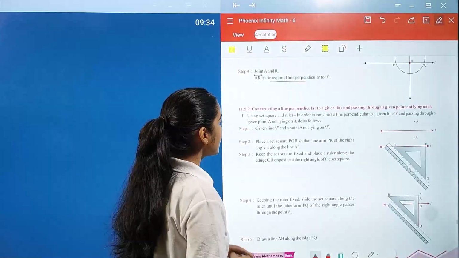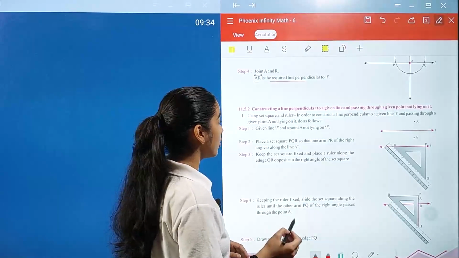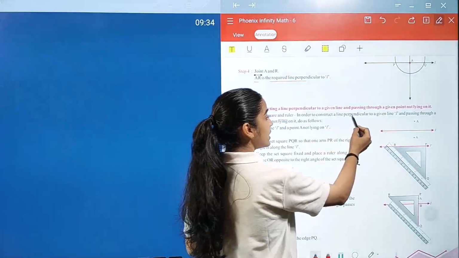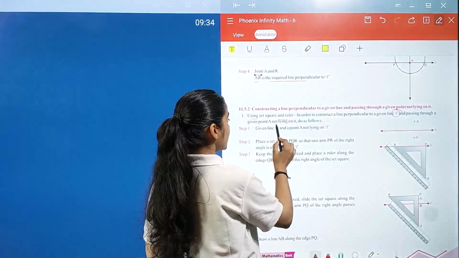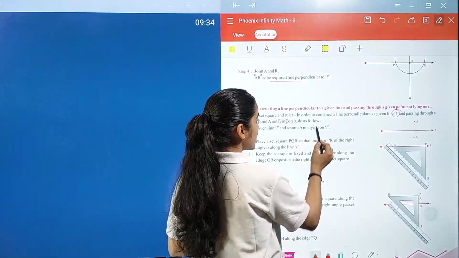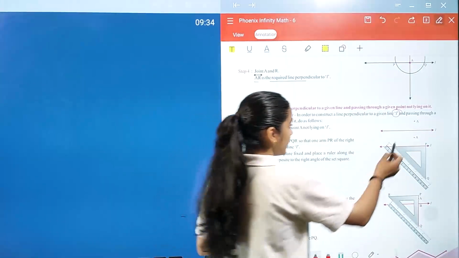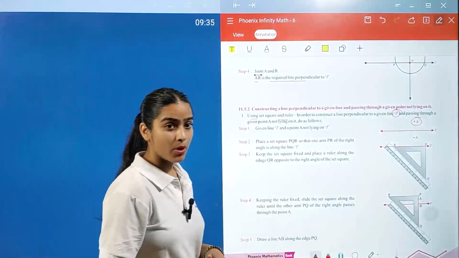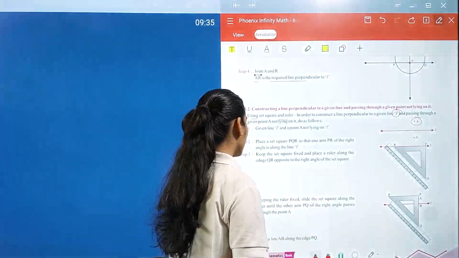Next, we have constructing a line perpendicular to a given line and passing through a given point, not lying on it. So using a set square and ruler, in order to construct a line perpendicular to given line L and passing through the given point A, not lying on it, do as follows. Till now, the point A was lying on our line L, but in this case the point lies outside of the line, so it is not collinear with it.